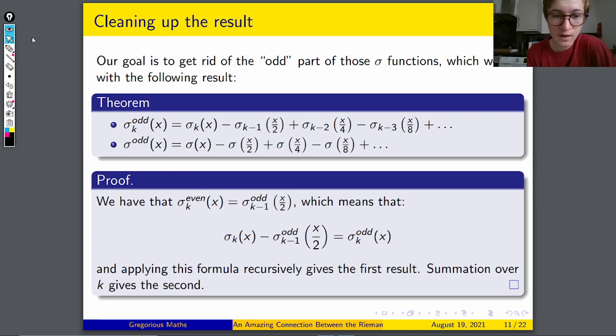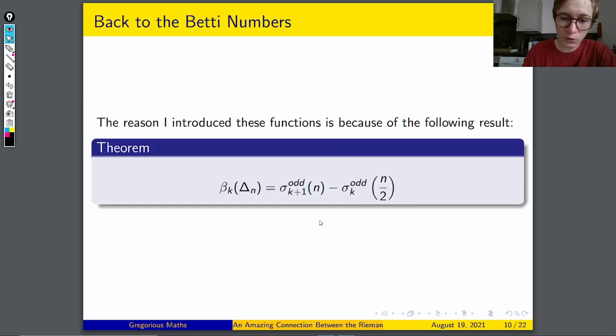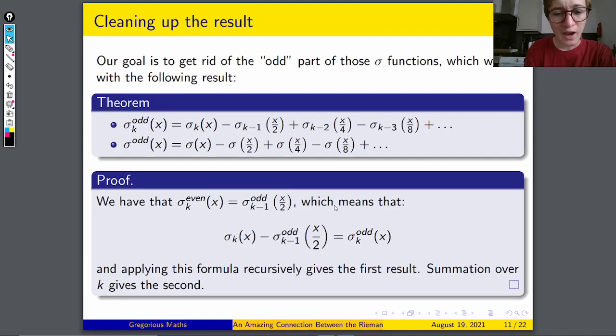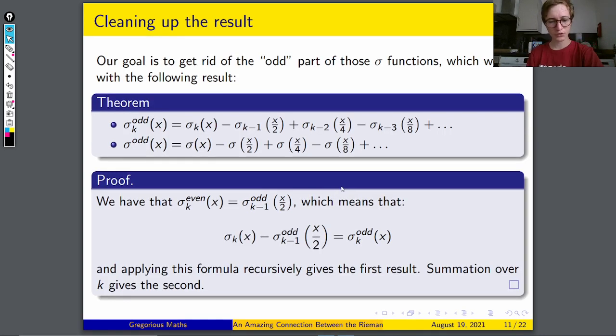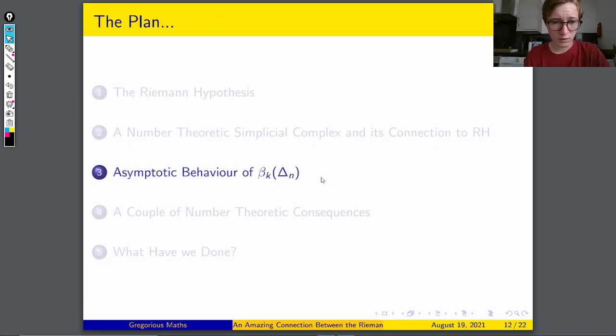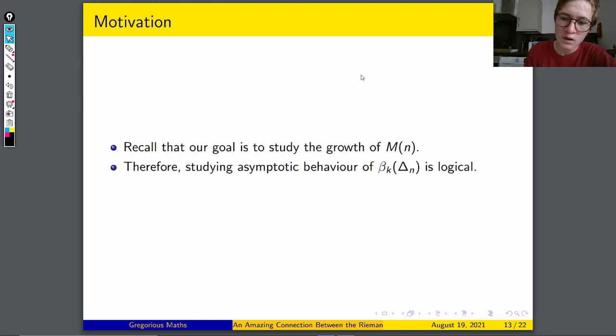So that's easy too. So we got a form for the Betti numbers in terms of these number theoretic functions, and then we got rid of this slightly ugly odd part of them. So now that we've done that, we're going to study the asymptotic behaviour of these Betti numbers. Now, of course, the end goal is to study the growth of the Mertens function. So studying the asymptotic behaviour of the parts of the sum that define the Mertens function is obviously logical.